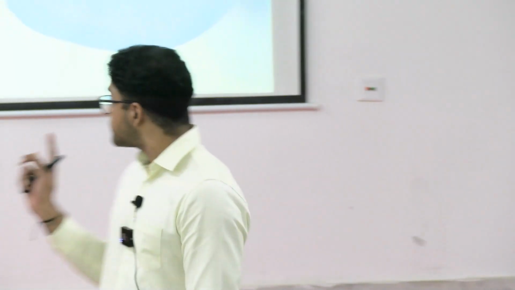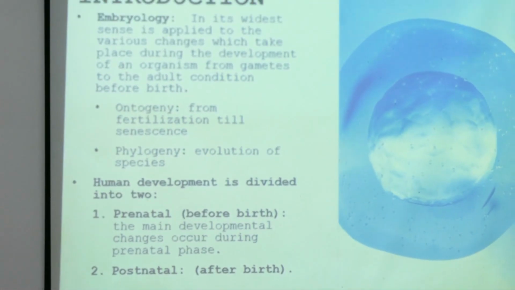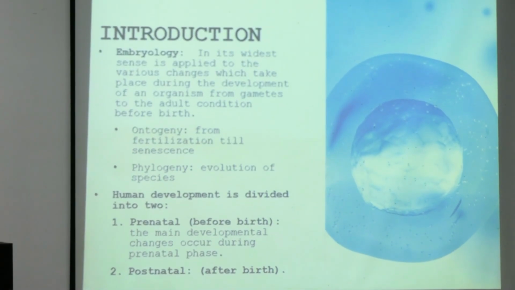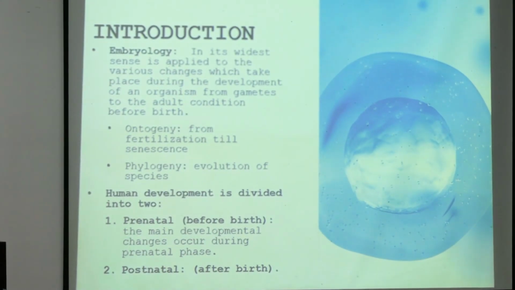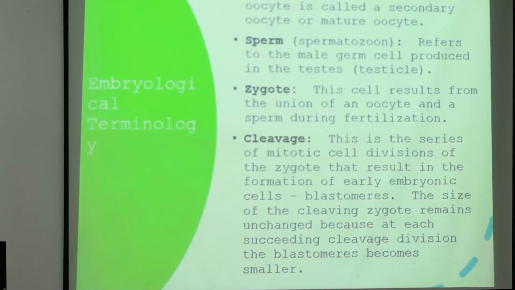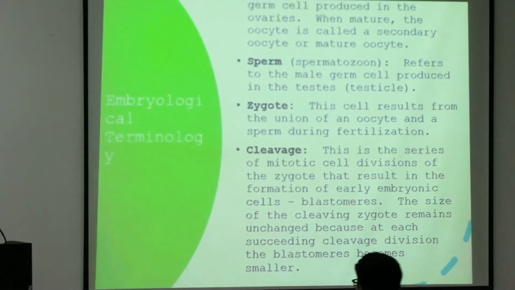There are two aspects to embryology, ontogeny and phylogeny. Ontogeny means fertilization till death of an individual. We study the life cycle of an individual from fertilization till death, and in phylogeny, we study the evolution of species, like the evolution of the human species, not the individual, the entire species. And human development has two parts, the prenatal, that is before birth within the uterus, and postnatal, that is after birth.